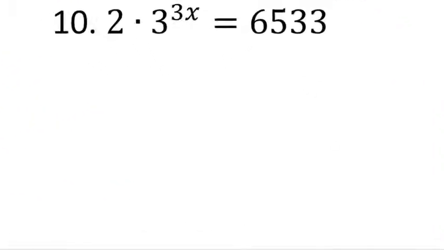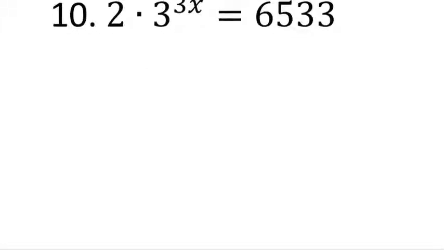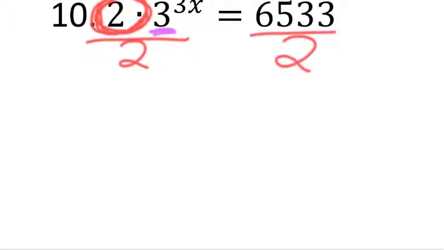So number 10 is a little bit more difficult. In this problem, we do not just have the base of our exponent on the left side of our equal sign. So we want to get rid of this multiply by 2. That doesn't need to be there, so we need to get rid of it. There's multiplication, so we're going to divide by 2. Remember, what we do on one side, we have to do to the other. So 2 divided by 2 is 1, so it cancels out.